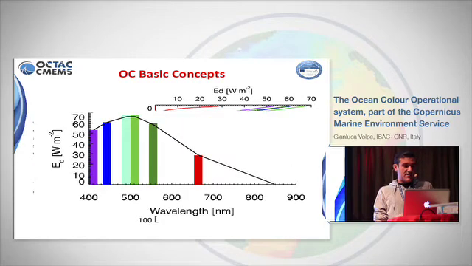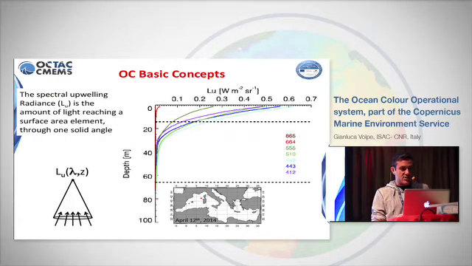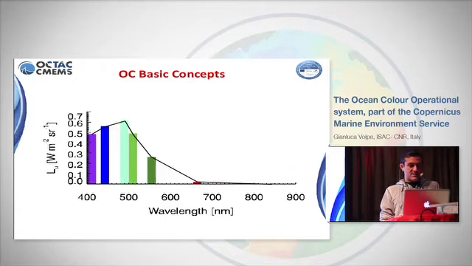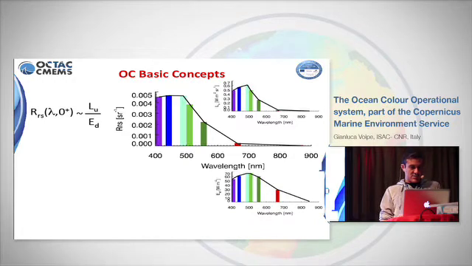And this is an ED spectrum. Another important parameter is the upwelling radiance, which is defined as the amount of light reaching a surface area element through one solid angle and coming from below. This is the same cast. You should notice the order of magnitude difference between the LU and the ED, and this is a spectrum. When we combine these two measurements, we have the remote sensing reflectance, which is defined as the ratio of the LU over ED.